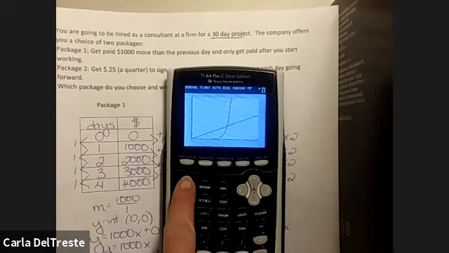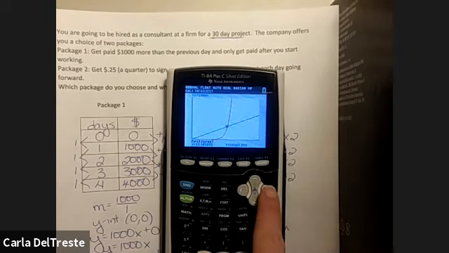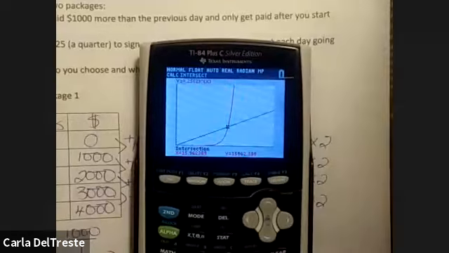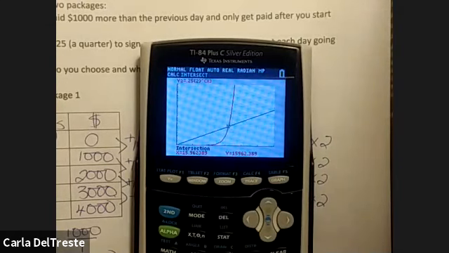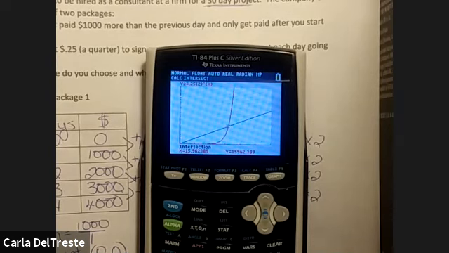So this is going to be second trace, number 5. Follow the prompts. So bring your cursor as close as you can to the point of intersection. Hit enter 3 times. And then when it says intersection, you know you're done. And so this happens at about 15.96, or we can say about day 16. So at about day 16, I wind up earning the same amount in both models. After day 16, the exponential model is way better. And that's why we chose the exponential model back at the beginning of the semester.